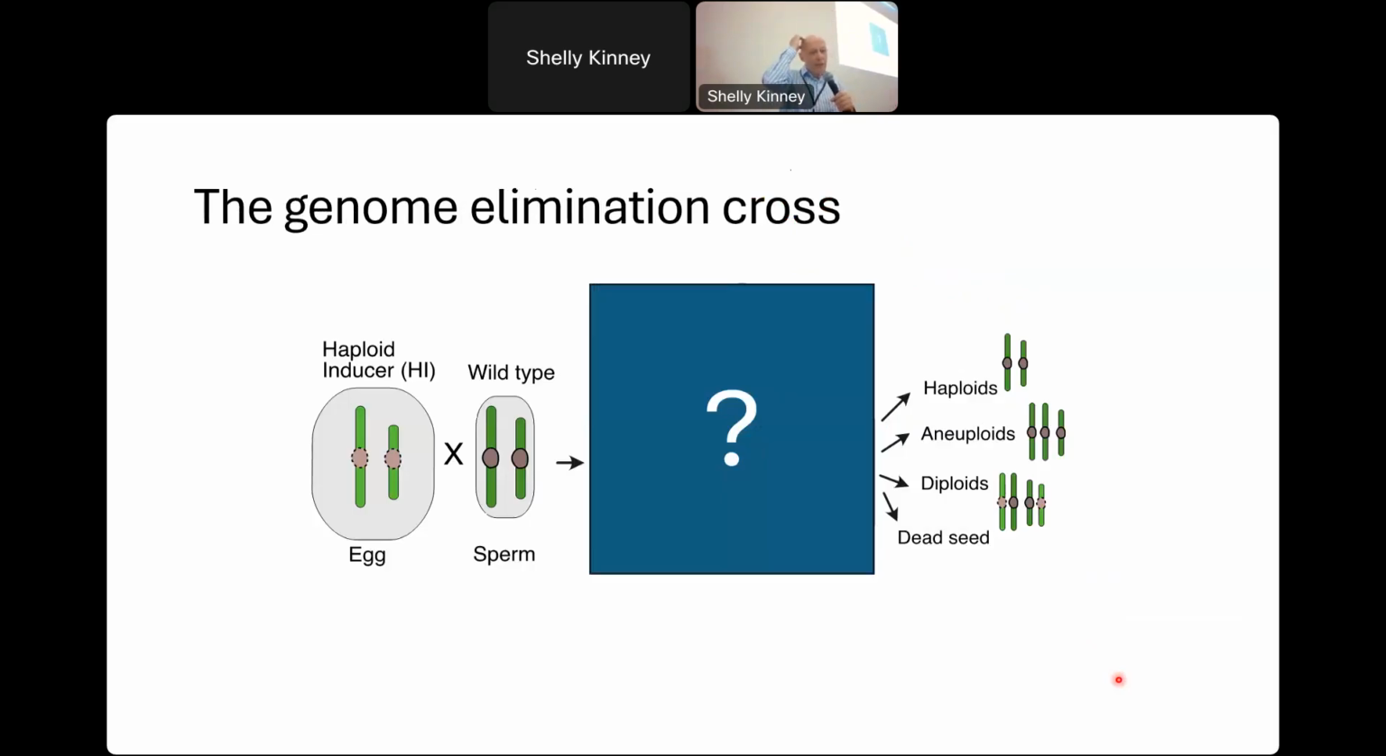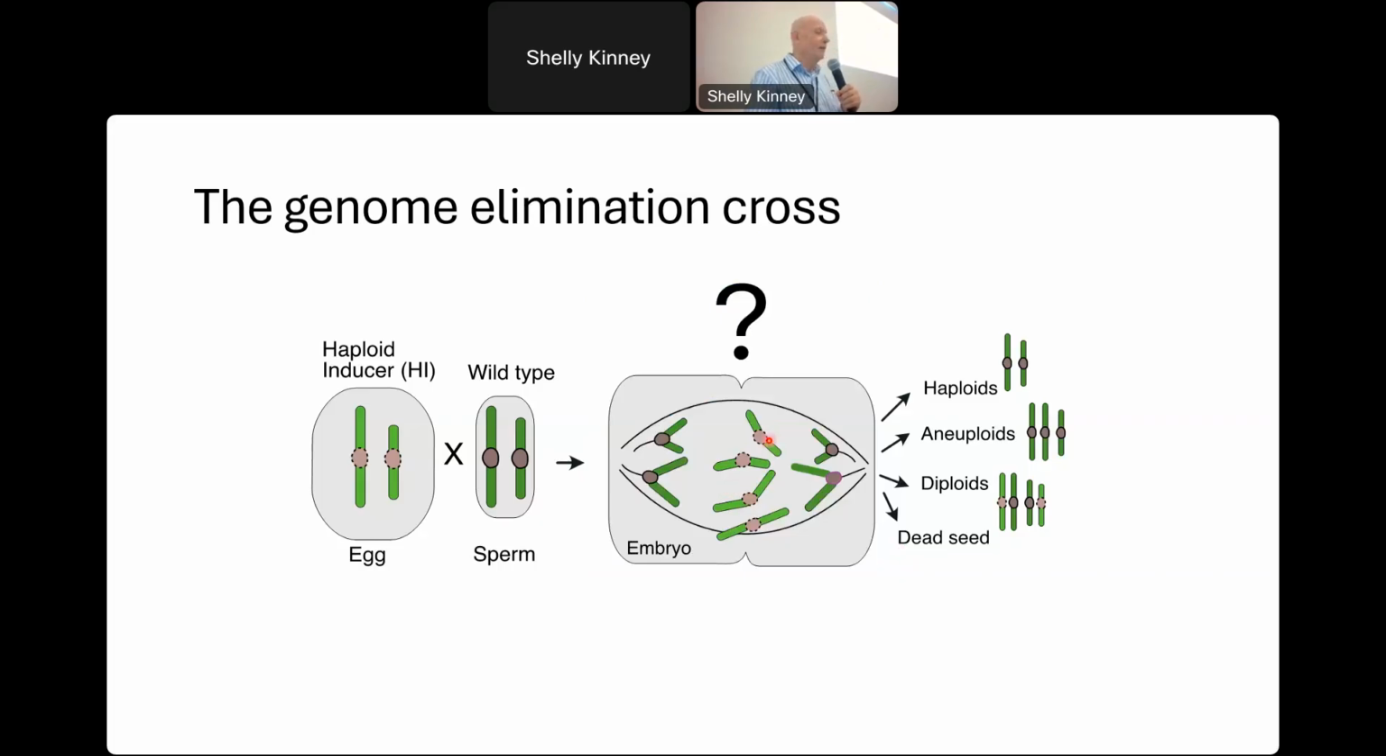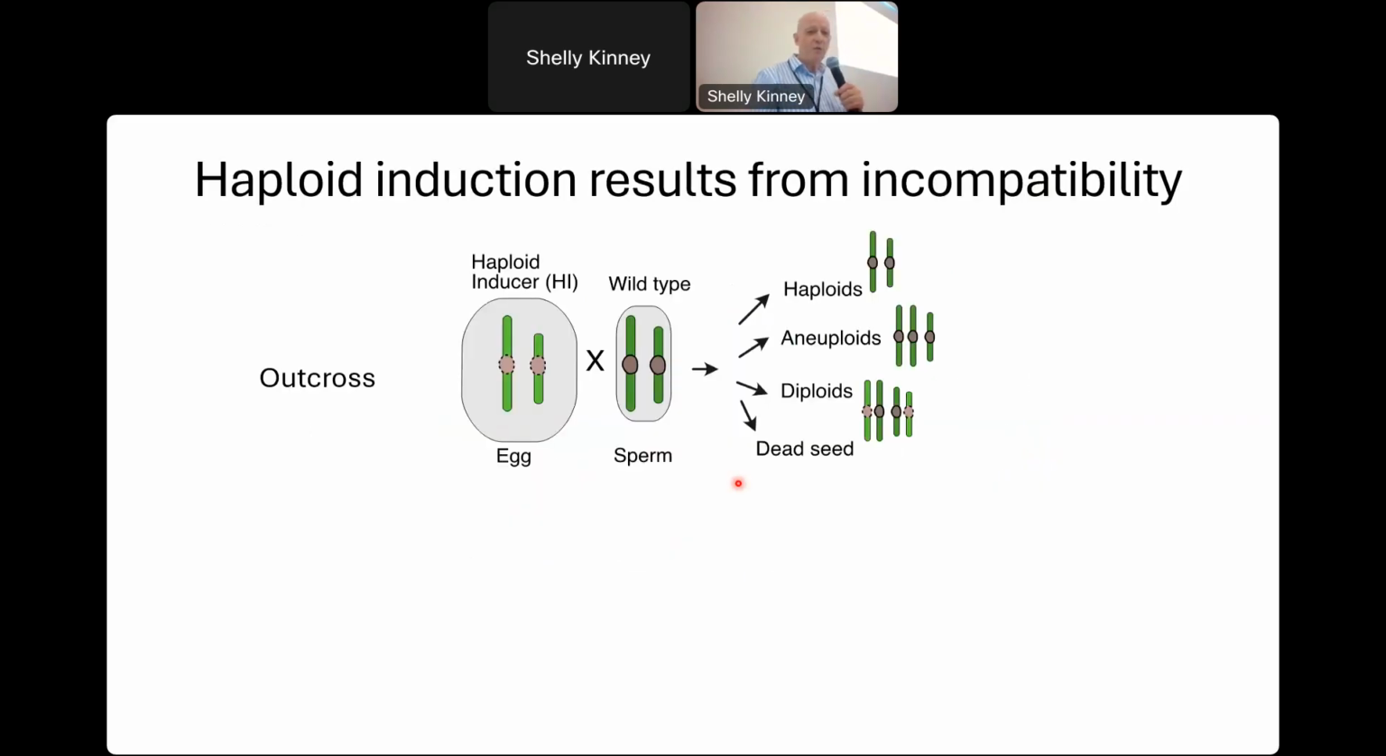So we spent a considerable amount of time understanding how genome elimination worked. And we knew that in a genome elimination cross, a haploid induction cross, you have a haploid inducer, you cross it to the wild type, and then on the other end of the process, you get haploids, you get aneuploids, you get diploids, and you get a lot of dead seed. So it's a deleterious cross, but you get plenty of haploids. What happened in the middle, we actually didn't know at the start. We figured that probably the chromosomes of the haploid inducers would be missegregated. That was a logical hypothesis, but it took some time to show that that was the case.